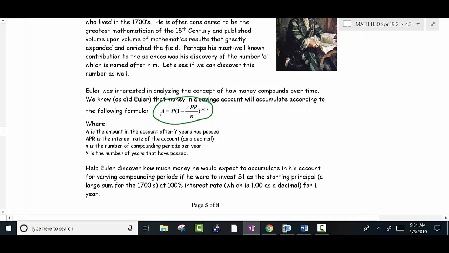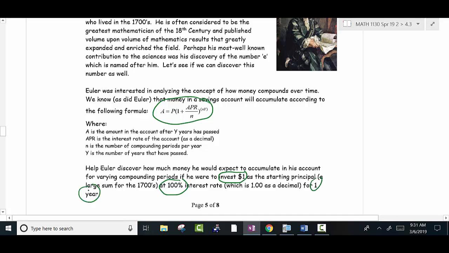A is the amount after interest. P is the amount that you start with. APR is the interest rate. N is the number of times you do interest in a year. And Y is the number of years. Okay? So here's what Euler did. He said, what would happen if I invest $1 as the starting principal at 100% interest for 1 year?